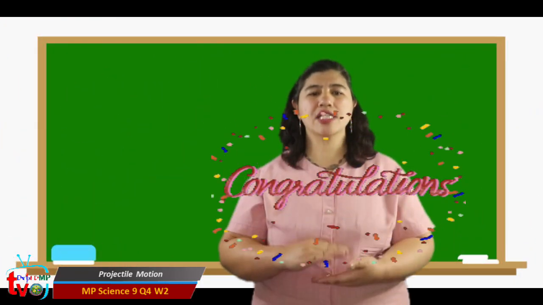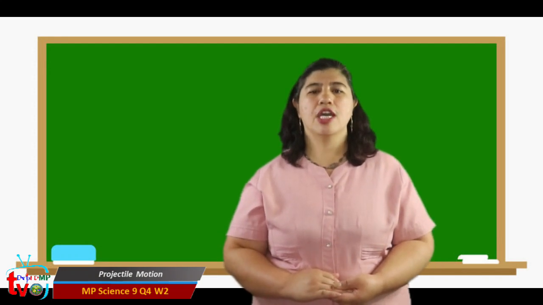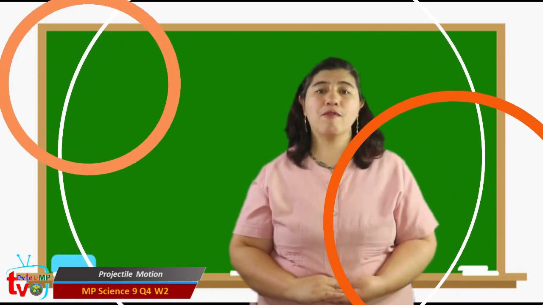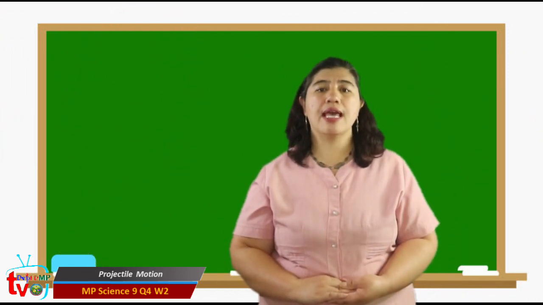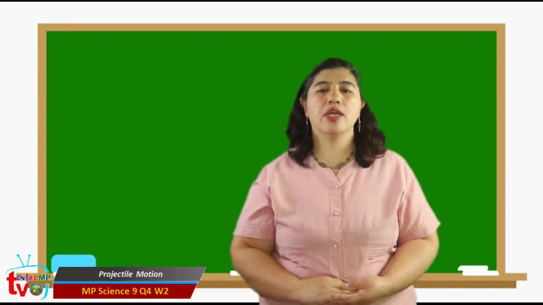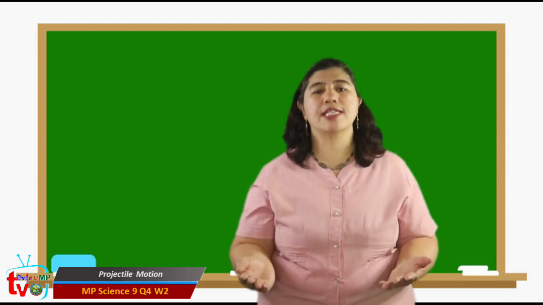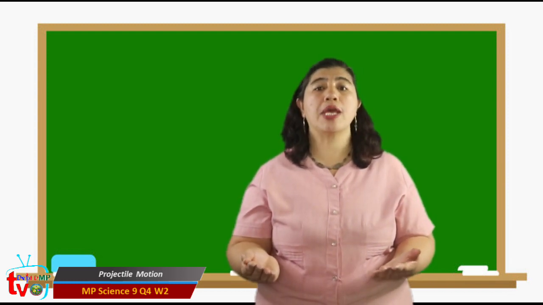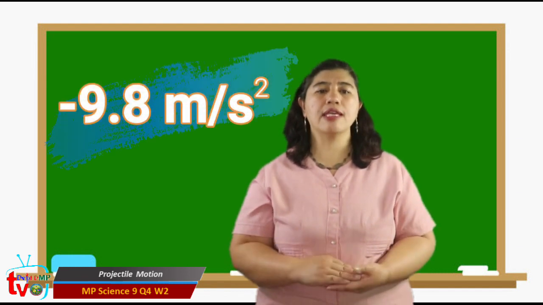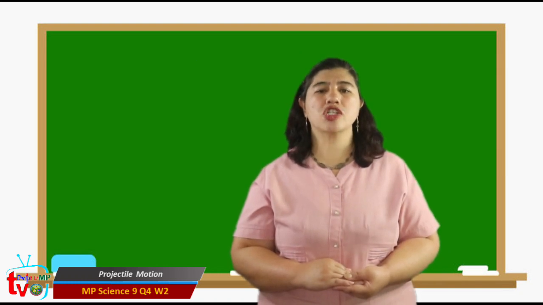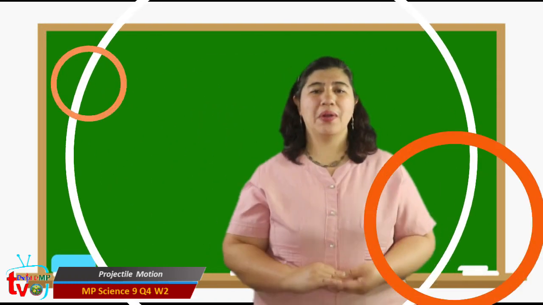Congratulations! You have successfully answered the 5 items. It's okay if you will not be able to get all correct answers. Before diving into the lesson, let's recall your previous module on the uniformly accelerated motion or UAM, which could either be horizontal or vertical in dimension. It was emphasized that vertical motion will have an acceleration of negative 9.8 meters per second squared. This acceleration due to gravity will be used.